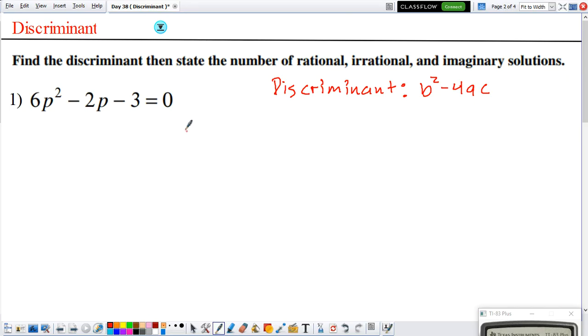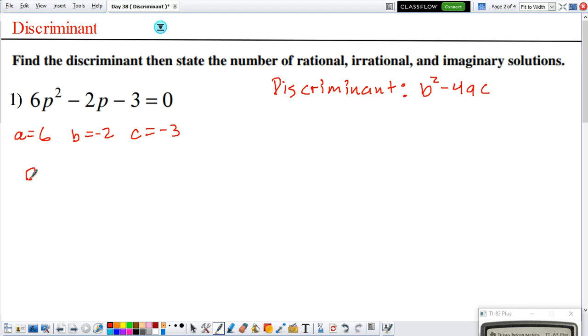Now, we need to find a, b, and c. So we need to make sure that our equation is equal to 0, which it is already. Now that our equation is equal to 0, then we can figure out what a is, what b is, and what c is. A is 6, b is negative 2, and c is negative 3. Now that we know a, b, and c, we can plug it in.